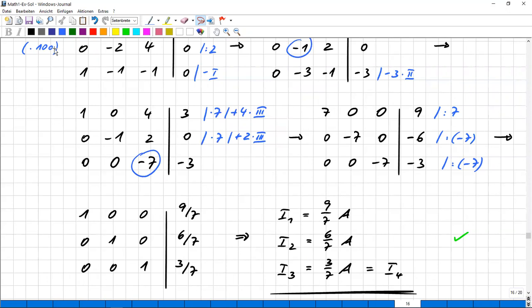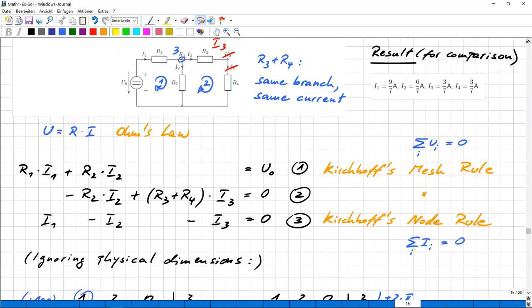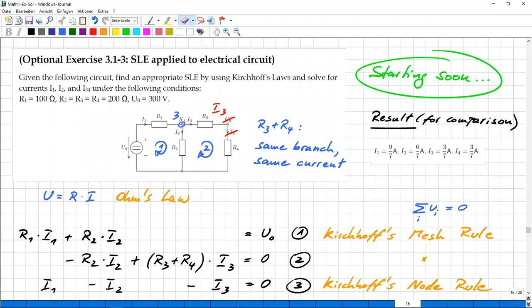So my currents are 9/7 amperes for the first one. The second one is 6/7 amperes. And the third and fourth one, as you know, they are the same, 3/7 amperes. And this corresponds to the official solution from some other source where this exercise was taken from. So that's what I wanted to tell you in short. And if you have any questions, you may ask them now.